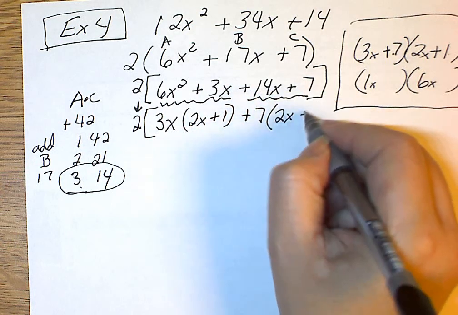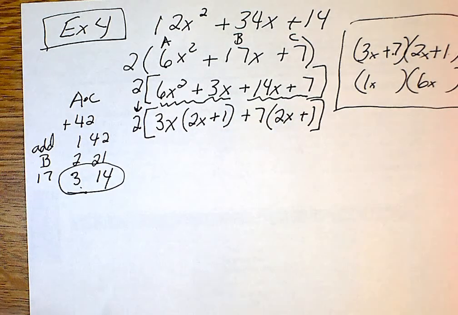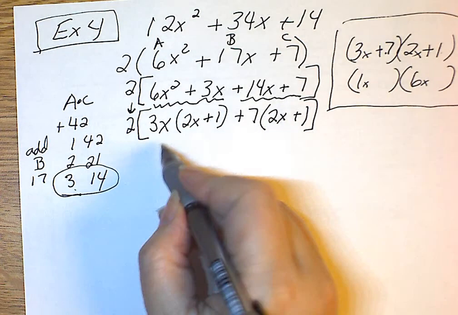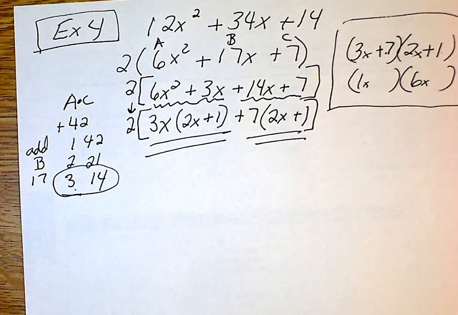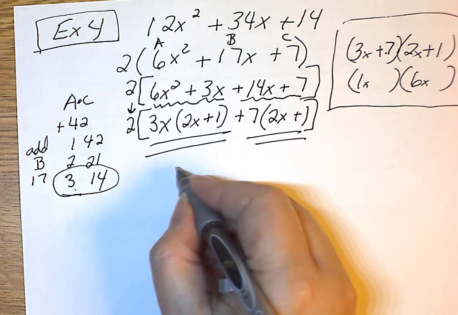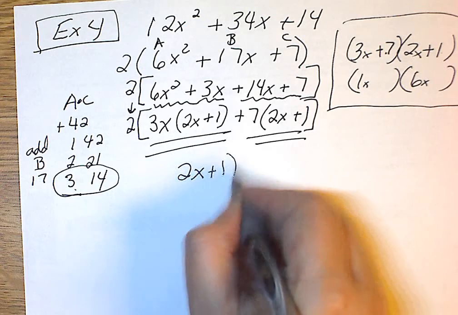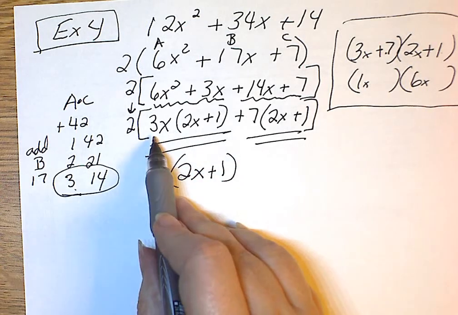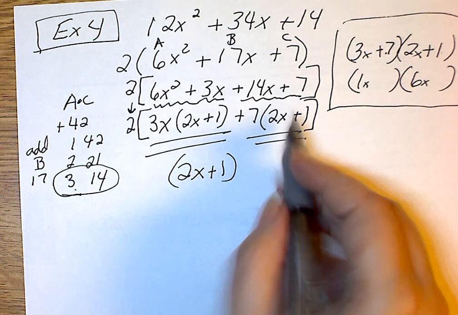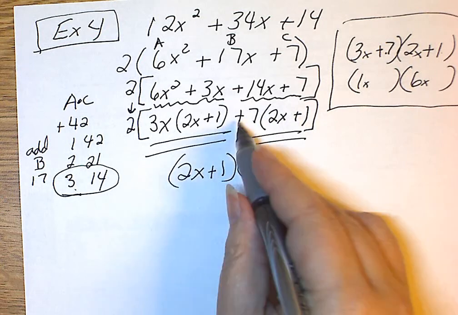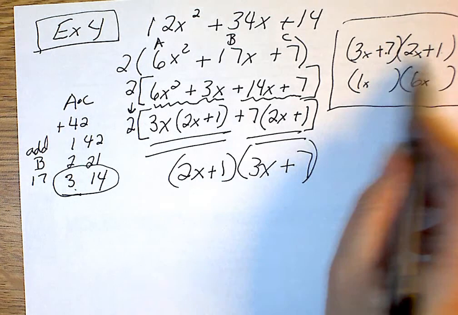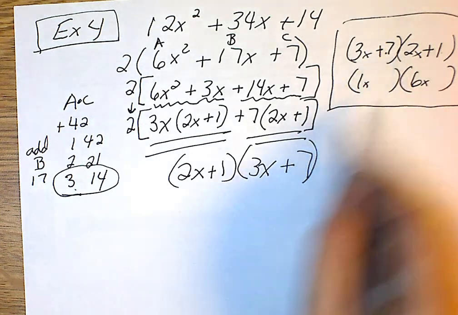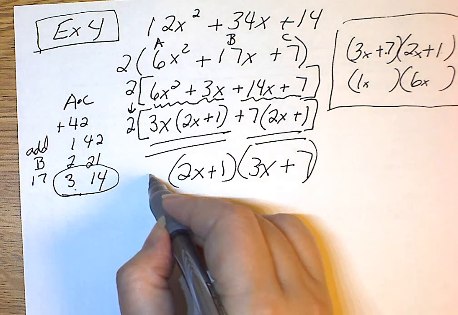Now the last step. What does this and this have in common? 2x plus 1. So we're going to pull out a 2x plus 1. What's left here? 3x. And over here is plus 7. So actually, if I had factored this out, this one would have been the right answer. And then I just have to bring down my 2, because my 2 is still coming out in front.